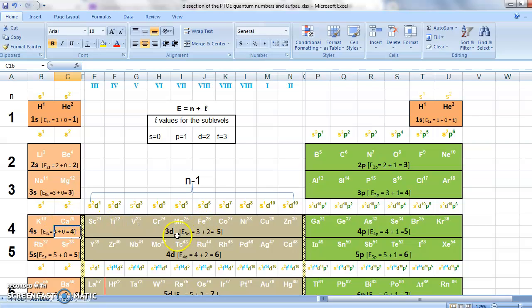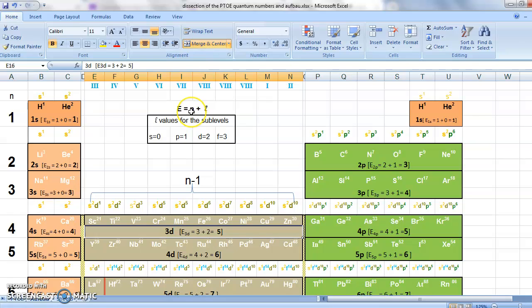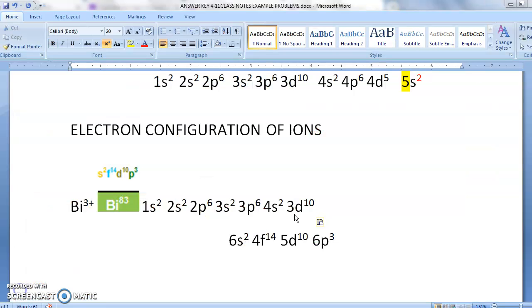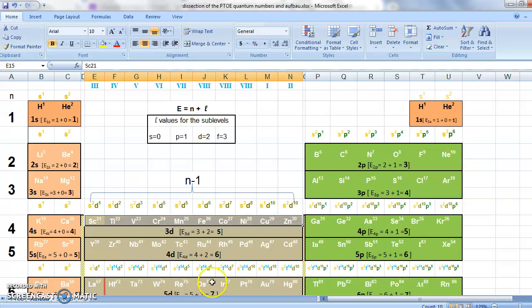The energy of the 3d, what's my n when I'm in the 3d? My n is right there. It's 3. What's my second number? When you're in the d, your second number is a 2. 3 plus 2 is 5. 5 is bigger than 4. Aufbau says fill the lower energy first. So now we're on the 3d. There are 10 elements there. So it's 3d10. After typing 3d10, I return to the table.